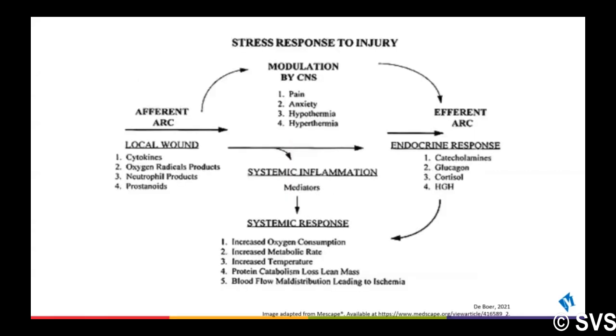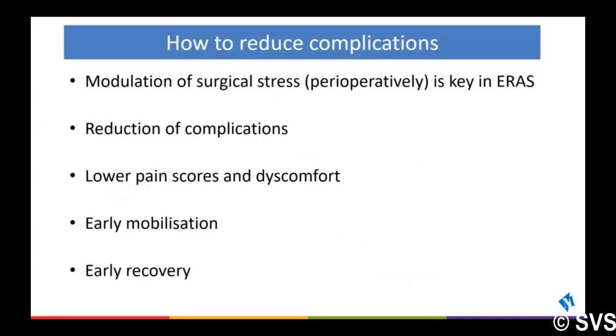And this is more or less a compendium of the previous slide. You can see that the systemic response leads to an increased oxygen consumption, increased metabolic rate, increased temperature, and protein catabolism, loss of lean mass. And it results in a blood flow maldistribution leading to ischemia. And this all leads to complications, and we have to prevent it.